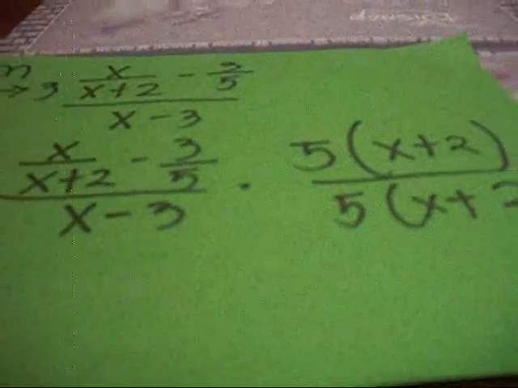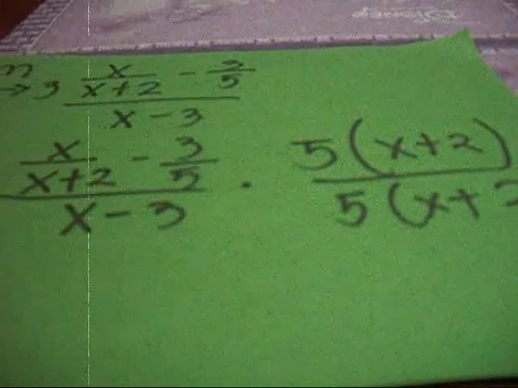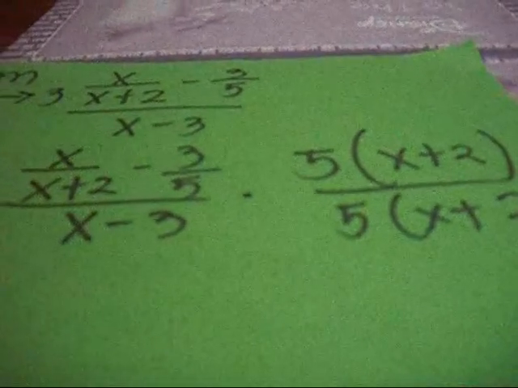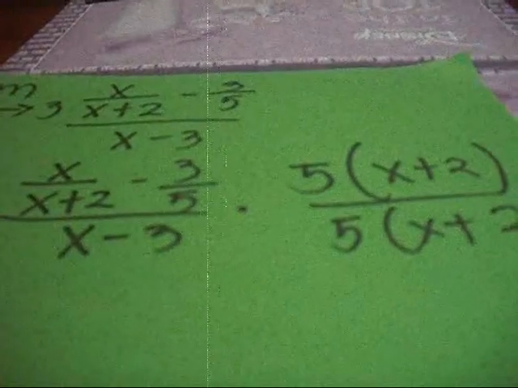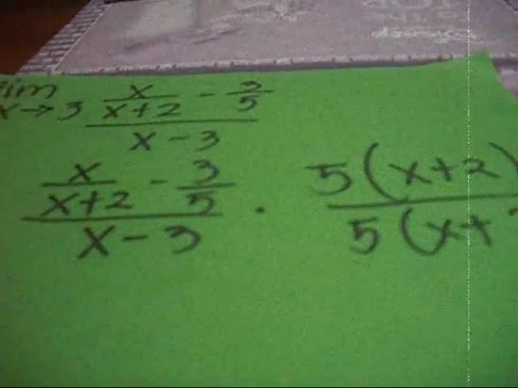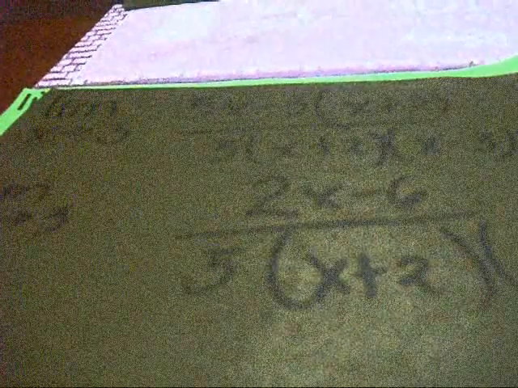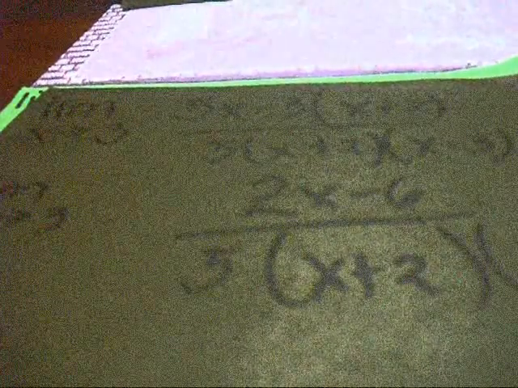You need to find a number so that you can remove the x on the numerator side. So for this situation, I use 5 times x plus 2 over 5 times x plus 2 so that I can remove the x plus 2 in the numerator side of the first function. This is what will happen. 5x minus 3 times x plus 2 over 5 times x plus 2 times x plus 3.